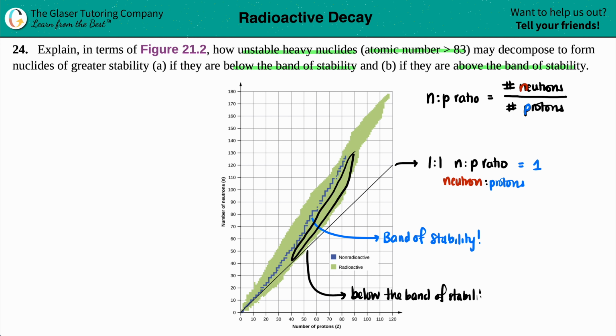So, in general, since you are below, that means naturally you have a low N to P ratio. If you divided the number of neutrons by the number of protons for any isotopes down here, you should get a number that is lower than normal.